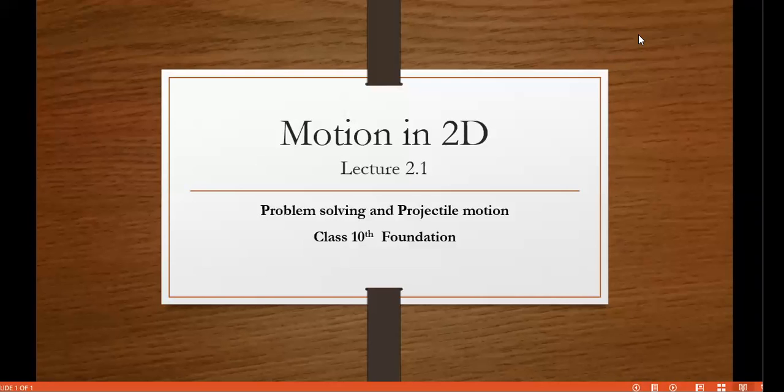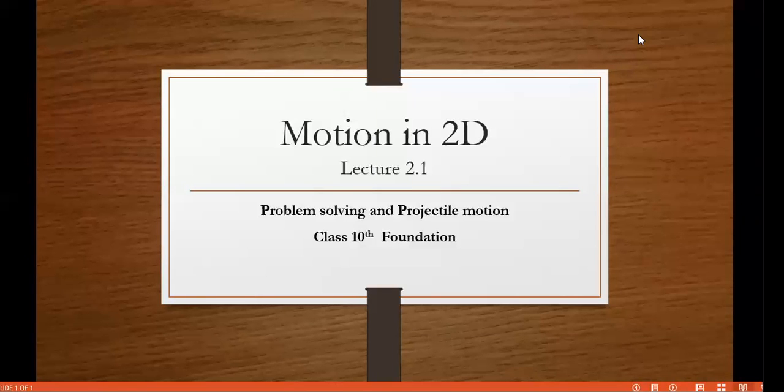So in last class, we studied the basics of motion in 2D. That is, what is motion in 2D, what is projectile motion, what is range, what is maximum height, what is time of flight, right? So this is what we have studied in last class.